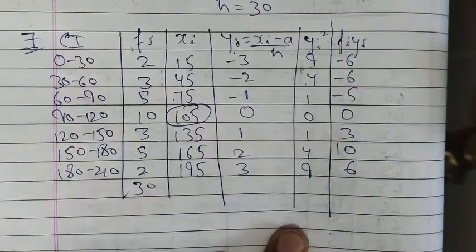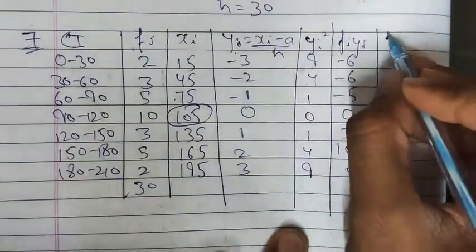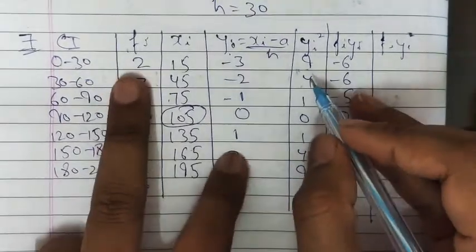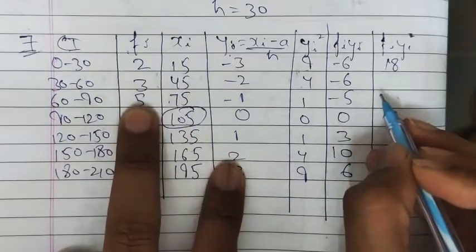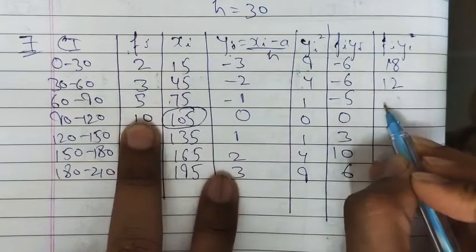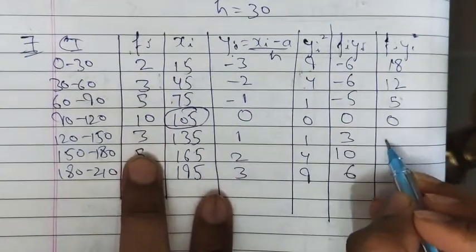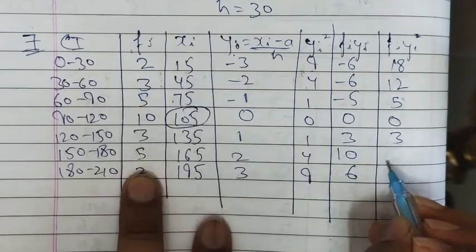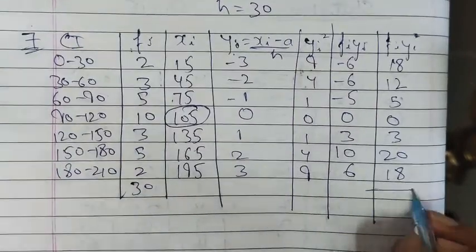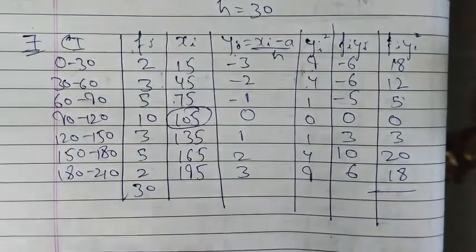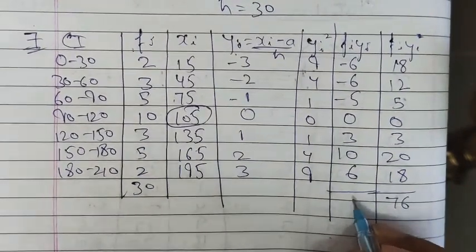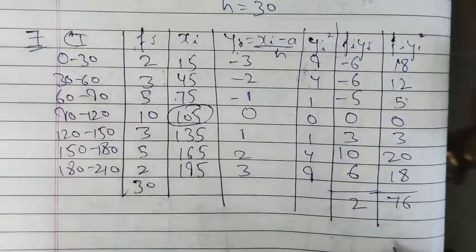Next we have fi yi square, the last column. These things we require for the formula. So fi yi square means 9 multiplied by 2 is 18, 3 multiplied by 4 is 12, 5 multiplied by 1 is 5, 0, 3 multiplied by 1 is 3, 5 multiplied by 4 is 20, 9 multiplied by 2 is 18, right? So just add all these values. So this will be 76, and the sum of fi yi will be equal to 2, right?